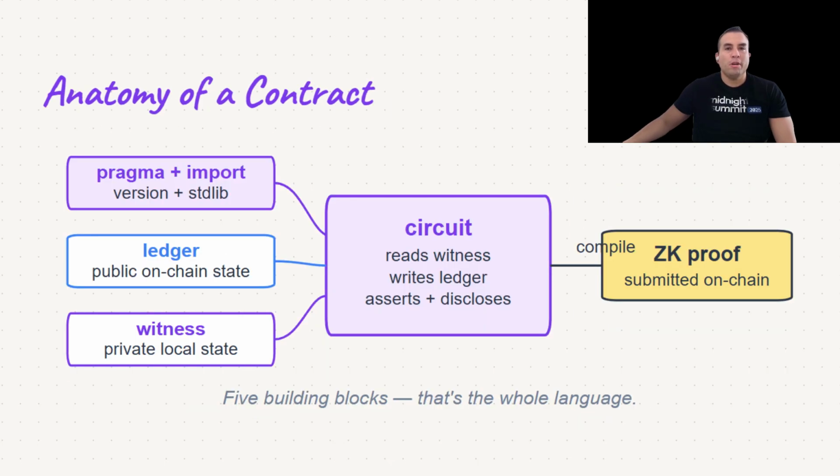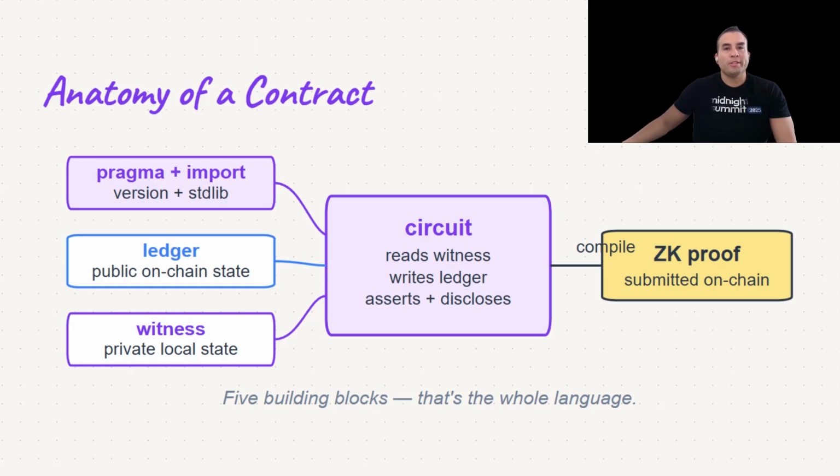Here's the shape of every Compact contract. I'm showing you this now because once you see it, you will recognize it in every file you ever open. At the top of the file, you have a pragma, which is just saying, hey, this file was written for Compact version such and such. And import statements, just like in any other language, pulling in the standard library. Below that, 3 kinds of declaration. Ledger is your public storage. Whatever you put there goes on chain, and everyone can see it.